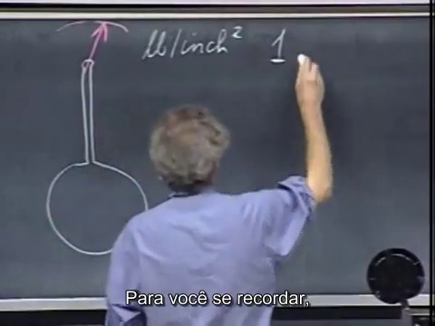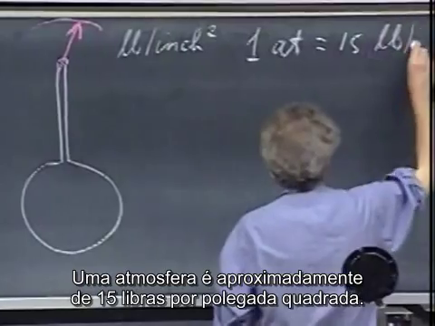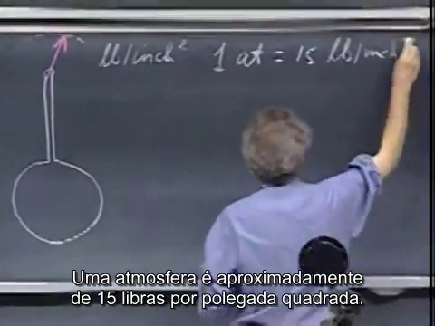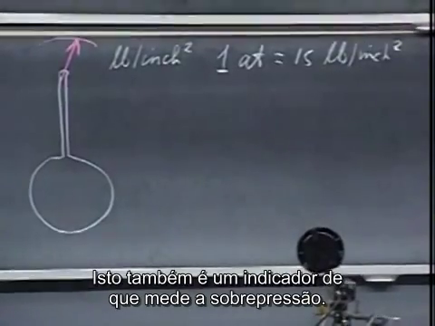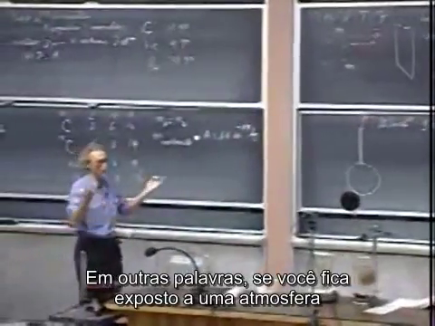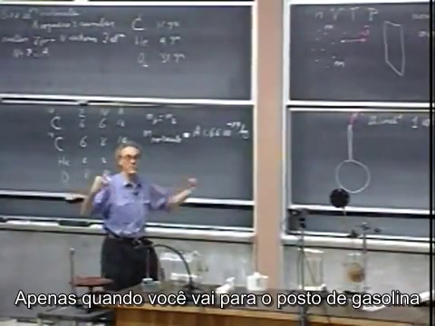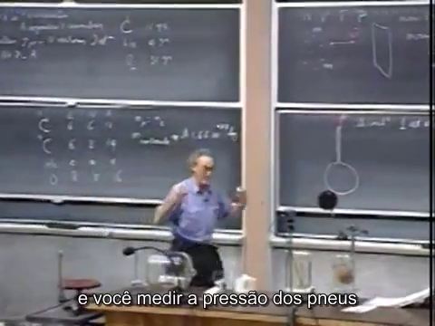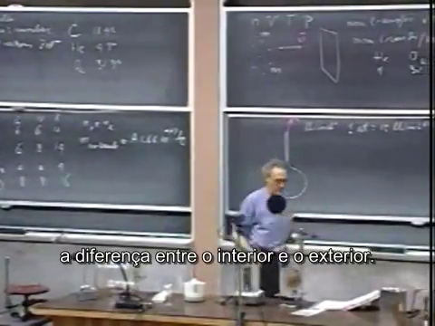For your recollection, one atmosphere is approximately 15 pounds per square inch. It is also a gauge that measures overpressure. In other words, if you expose it to one atmosphere, it will read zero. Just when you go to the gas station and you measure the pressure of your tires, that is also a gauge that measures overpressure, the difference between inside and outside.